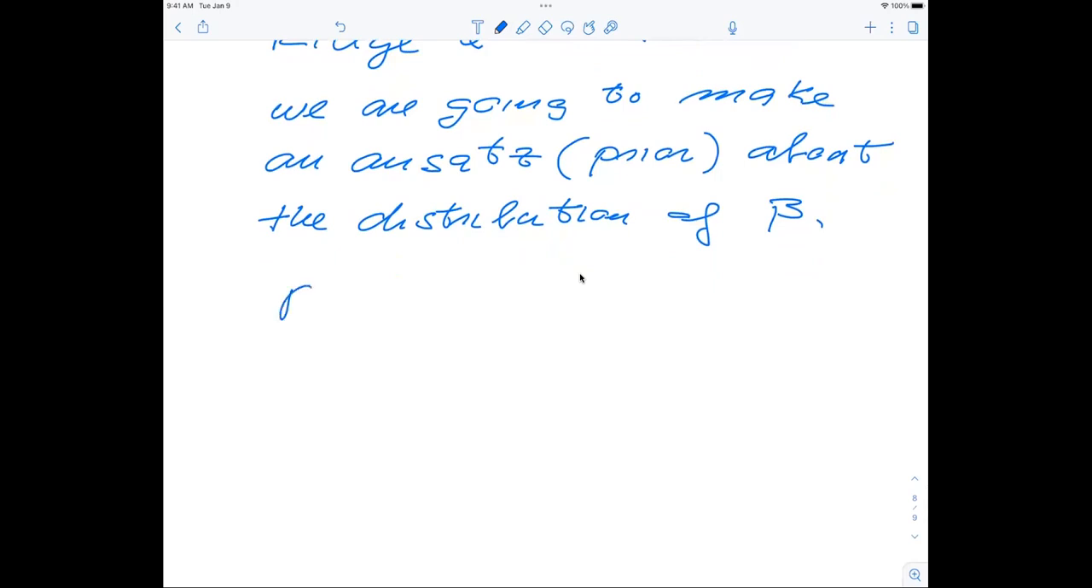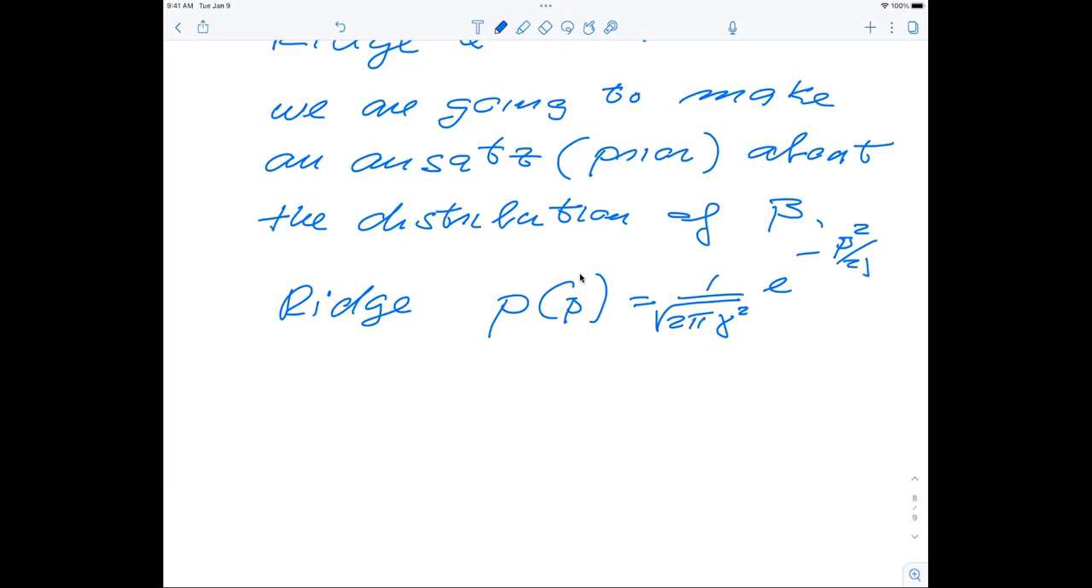So when we do ridge regression, there's going to be a probability P of beta, which is going to be equal to 1 over the square root of 2 pi, and I'm going to call the variance gamma squared, times e to the minus beta squared over 2 gamma squared. So it has mean value 0, and it has a variance gamma squared. If I make such an ansatz about the probability of beta, I'm going to be able to derive ridge regression. But in order to show you that, I need to introduce Bayes' theorem.